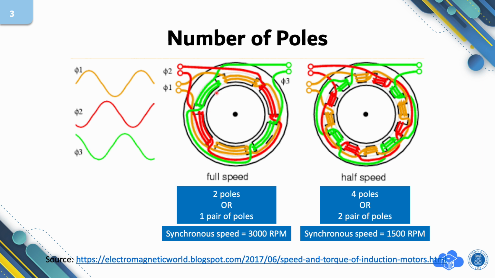For instance, using this construction, the synchronous speed is 3000 RPM per one pair of poles. So the speed of the rotating magnetic field will be 3000 RPM. Using two pairs of poles, the speed will be divided by 2: 3000 over 2 is 1500 RPM. If we create a more complex configuration, let's say 3 pairs of poles, the speed will be divided by 3. So the synchronous speed will be 3000 RPM over 3, which is 1000 RPM.